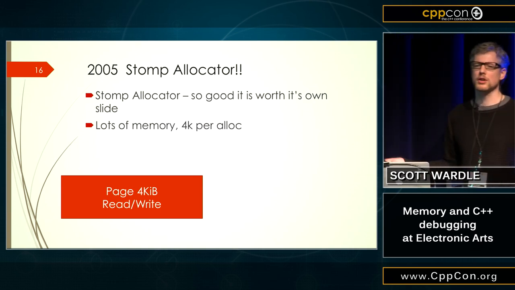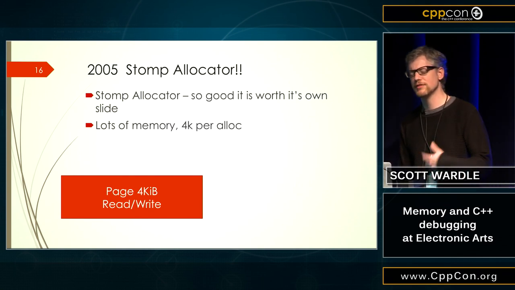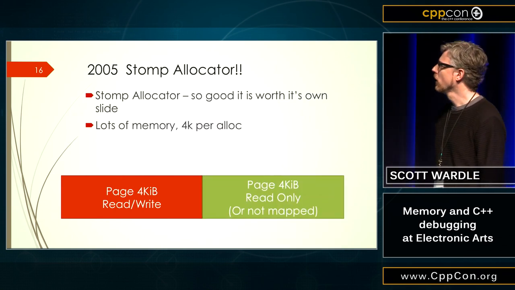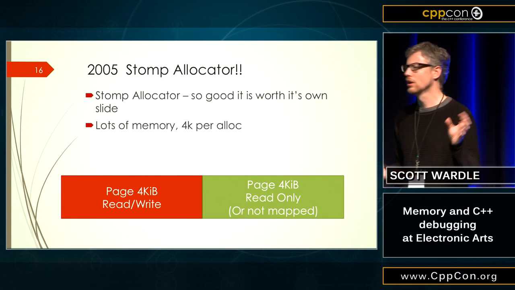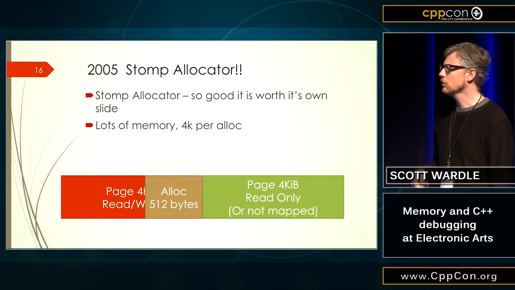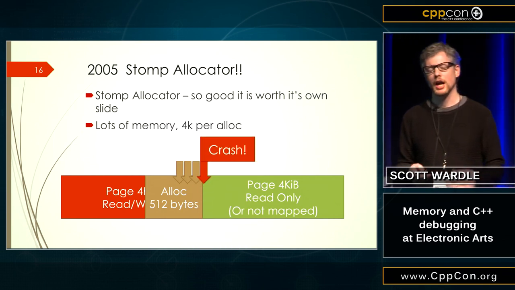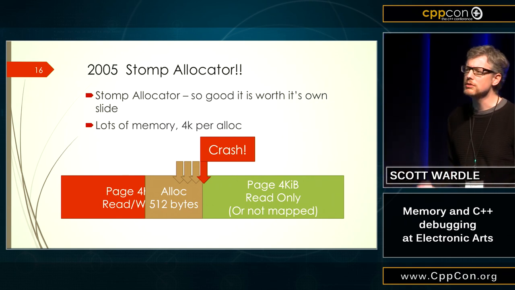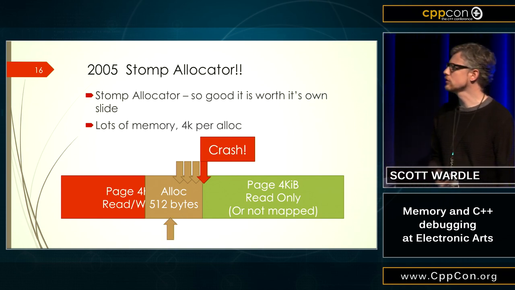The other thing that we added was something called stomp allocator. Of course, we're working on consoles, so we can't use the same tools that everybody else would, like Valgrind and things like this. So we end up inventing some of our own. I think this one is similar to Electric Fence, where we would use the virtual memory system to allocate a read-write page and then a read-only page right afterwards. And we would stuff our allocation right at the bottom. And if you had an array inside there and you walked off, you would immediately crash and stop, and you would get a call stack, and you would know exactly where your bug was. And we could find tons of memory corruption with this tool.